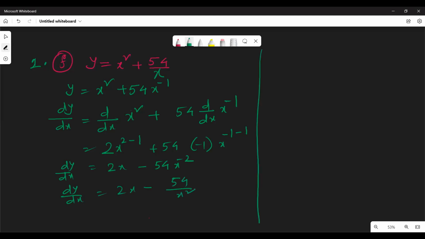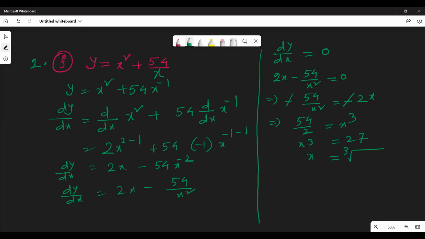Now we have to find out the x coordinate when dy by dx equals to 0. So 2x minus 54 by x square equals to 0. So minus 54 by x square equals to minus 2x, minus minus cancel. So 54 divided by 2 equals to x cube. So x cube equals to 27. So x equals to cube root of 27, which is 3. So we get the x coordinate is 3.